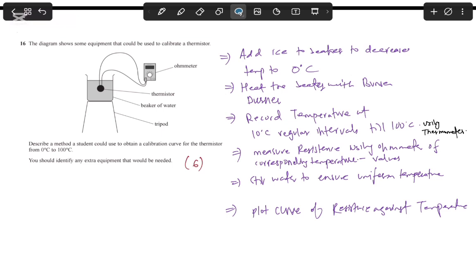That's going to get you your 6 marks. And now I'll show you the mark scheme and the examiner report.